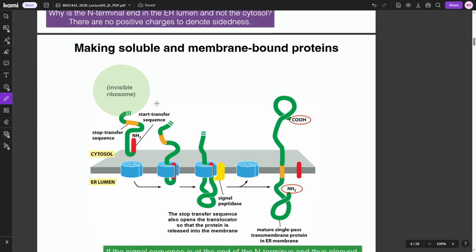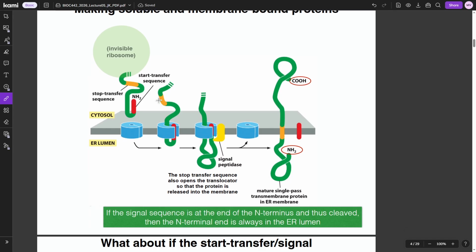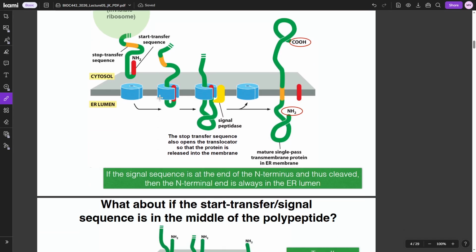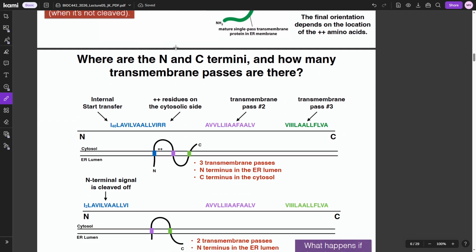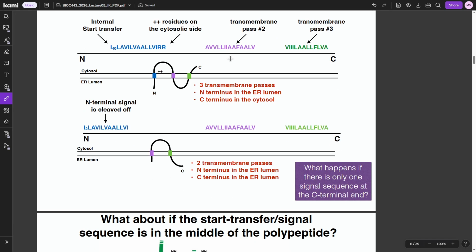So, making soluble membrane-bound proteins. Talked about this already. I'm not going to bother about it as much. If you want to take a look at more of these in detail, feel free to watch Professor Kong's main video. That'll be a useful refresher on these. Or go back and watch my video if you want to use that.